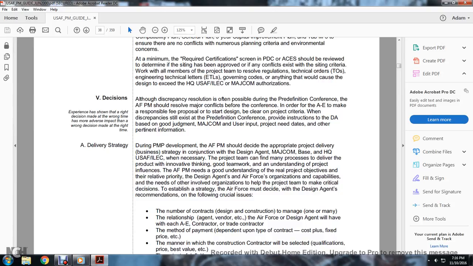the project criteria. When a discrepancy still exists after the pre-definition conference, provide instruction to the DA based on the good major command user input with the project need dates and other pertinent information.